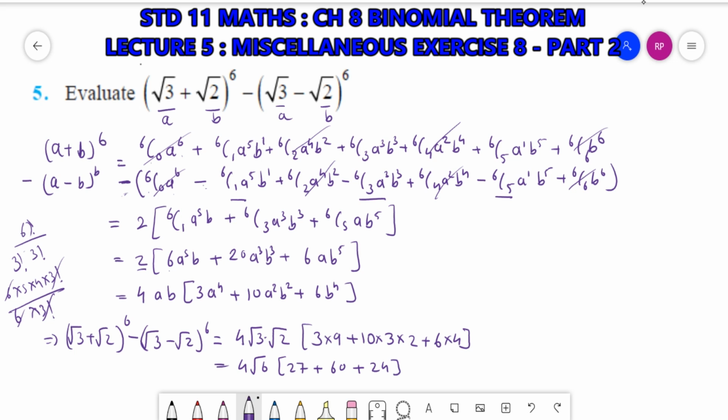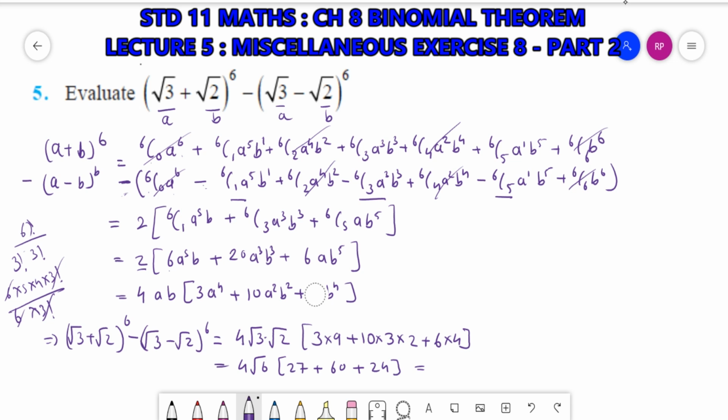Okay, so now let's add it. 27 plus 60, that will be equal to 87. 87 plus 24, that will be equal to 112. Okay, so 112 into 4, sorry, not 112, it will be 113.